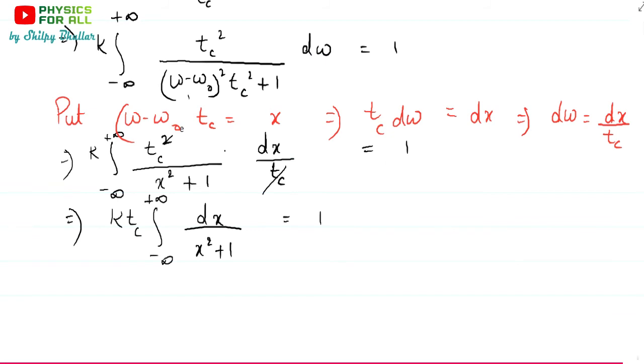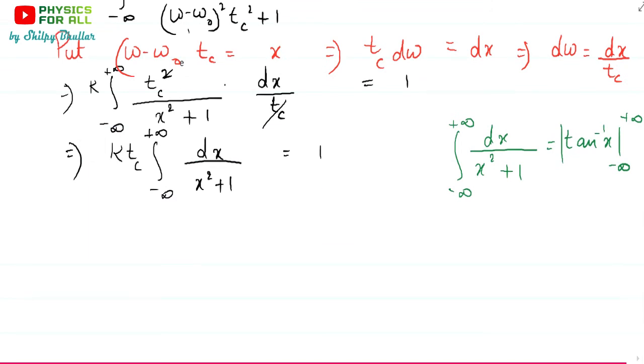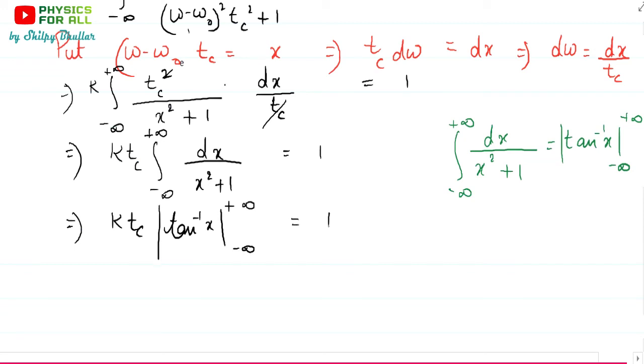Now this is a very famous integration formula, which says that if you have a situation like this, where the other quantity is 1 in the denominator, and whatever variable is present, the same variable is there for the integration. Like integration with respect to x is taking place. So here we have dx, and the same x square is in the denominator with 1. No other number but 1. This always gives us tan inverse x. And then we substitute the limits. So here we will get k tc tan inverse x, from minus infinity to plus infinity, again with these bars, and that is equal to 1.